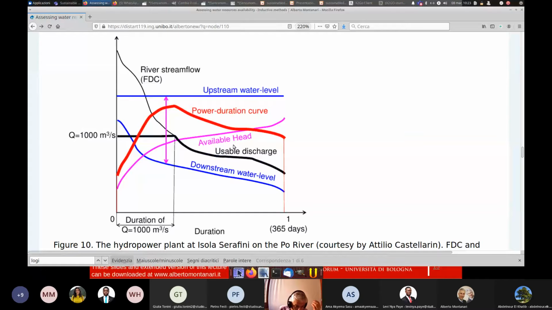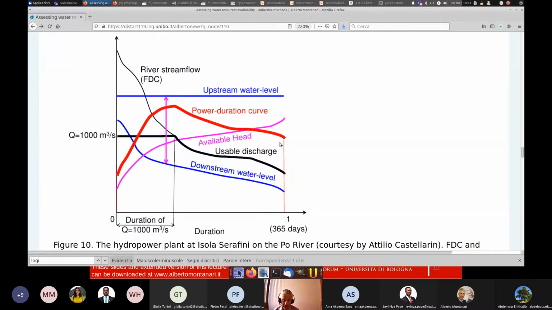Perfect. Now, let's look at the power duration curve, which is what is interesting for us. It's the red thick line. This power duration curve increases for a range of shorter durations. Why is it increasing? Because the withdrawn flow is constant and the head is increasing. So constant flow, increasing head, you have an increasing power. And the power increases up to the intersection between the design flow and the natural flow duration curve. Here we have the head that is still weakly increasing. Look at the purple line. But the usable discharge is decreasing a lot, and therefore you have a decrease of the power duration curve.